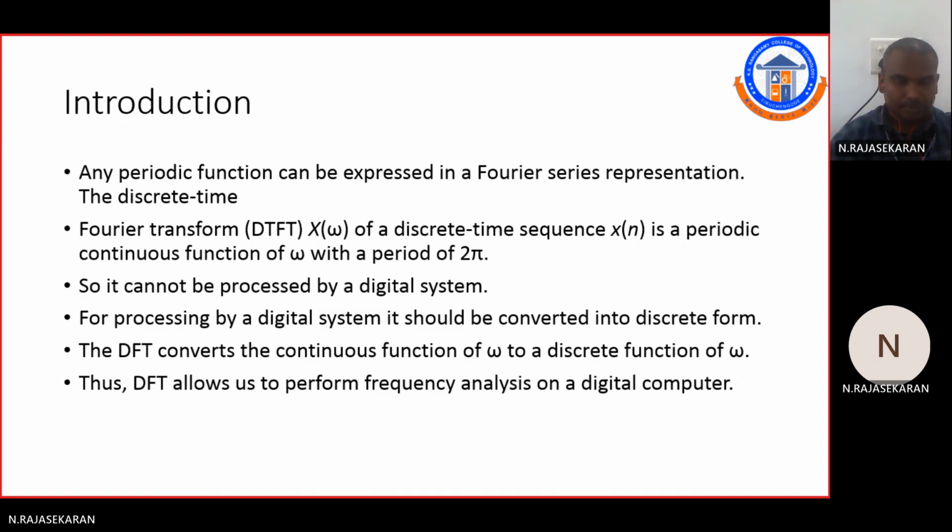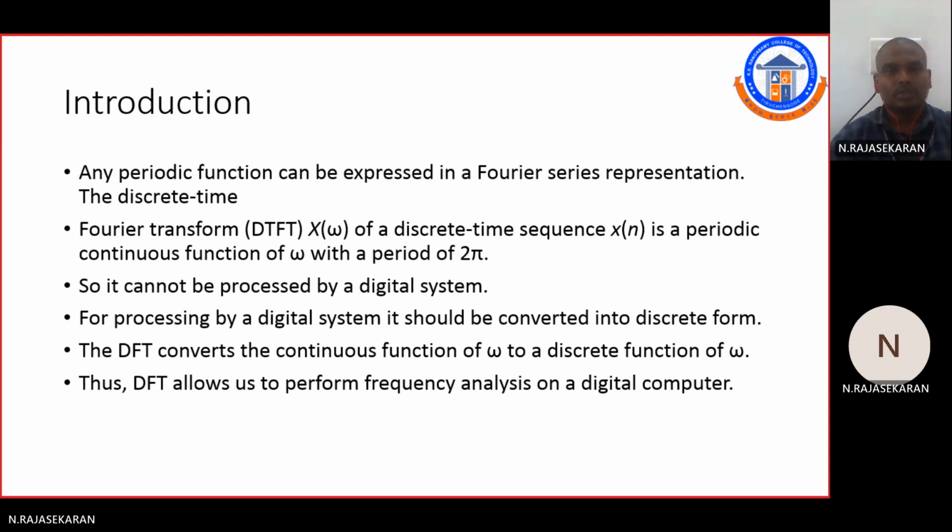So, introduction. Any periodic function can be expressed in Fourier series representation. The discrete time Fourier transform, X of omega, of a discrete time sequence x of n, is a periodic continuous function of omega with a period of 2 pi. So it cannot be processed by a digital system.